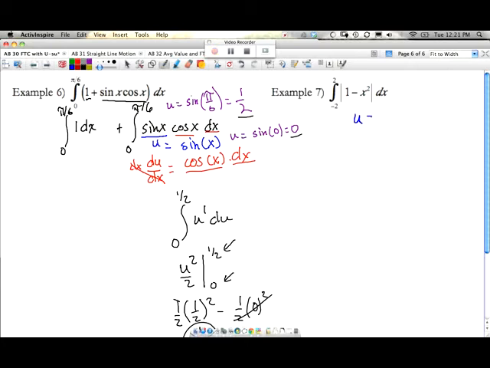So u would equal 1 minus x squared. Well, that's not too bad. And then what would du be? Well, let's figure that out. du/dx would be -2x, and then what else do we got? -2x. That's it. So then I'd have to multiply both sides by dx. And I'd have du equals -2x dx.